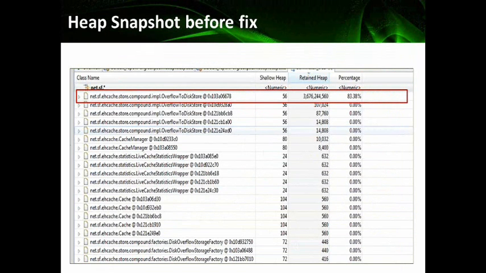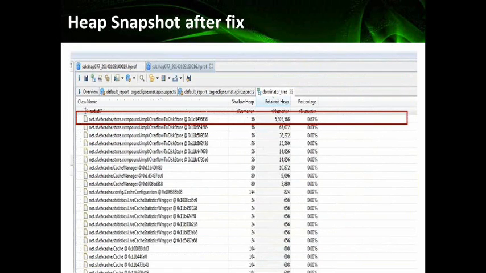So this is another view basically based from the Eclipse view. So you can see the highlighted one. Before the heap issue was fixed, we were at about 83% utilization. This chart shows you the actual heap snapshot after the fix. After the fix, it was basically a configuration and certain setting fixes that were put in, and then the heap utilization came down by almost 85%.